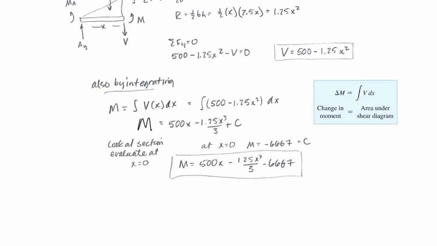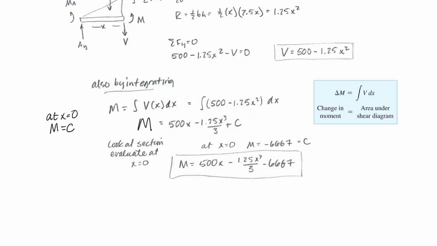Now, how do I evaluate the constant of integration? Well, I do know that in all cases, the sum of the moments is equal to 0. And over here, this is the point at which x equals 0. So let's write our moment equation here and see what we got. At x equals 0, moment is equal to the constant.